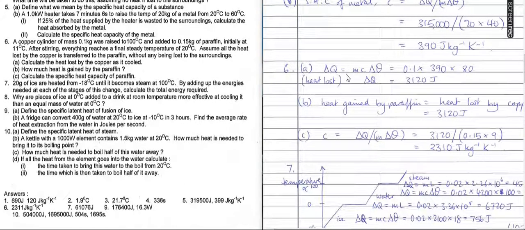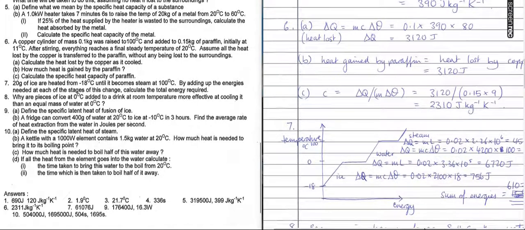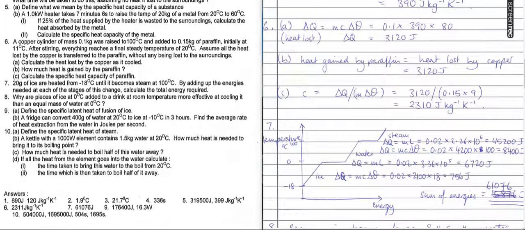Again, formula delta Q equals mc delta theta equals 0.1 multiplied by 390 multiplied by 80. Now this is the heat lost. Now this is 3,120 joules. Part B. How much heat is gained by the paraffin? The heat gained by the paraffin is equal to the heat lost by the copper. So the heat's going from the copper to the paraffin. So that's the same. We're assuming all of it lost by the copper goes to the paraffin.